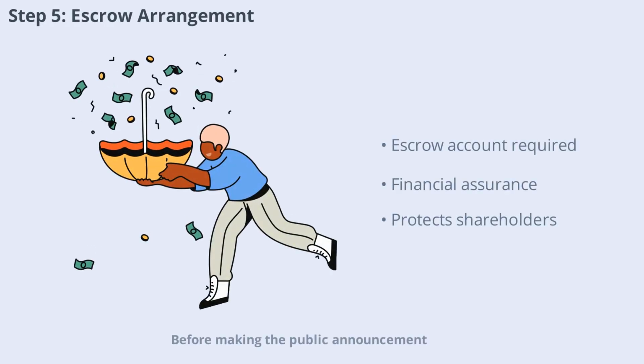Before making the public announcement, the acquirer must create an escrow account as security for fulfilling the open offer obligations. The escrow can be a cash deposit, bank guarantee, or a combination, and its amount is calculated as a percentage of the total consideration payable. This arrangement assures SEBI and shareholders that the acquirer has the financial capacity to complete the offer.